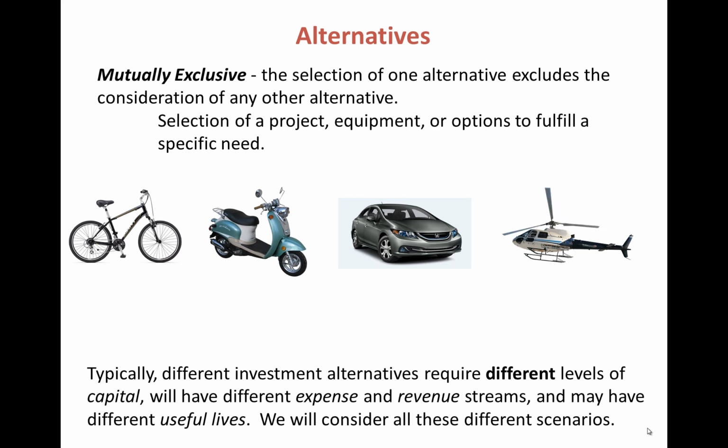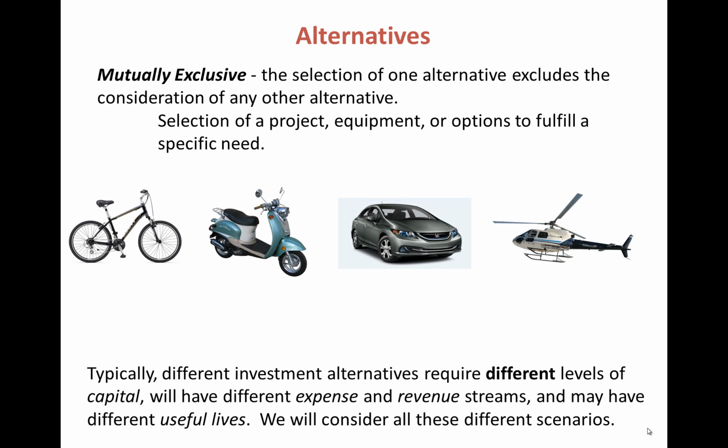Now, typically when we have an investment alternative that we have to decide between, the different alternatives that are available to us are going to generate different returns. They're going to have different costs associated with them, and they'll have different useful lives. And so using the pictures on screen as an example, a bicycle is less costly than a car. It's less costly to purchase, less costly to operate, but then maybe you're not able to deliver goods as quickly or deliver them as far away from your point of origin.